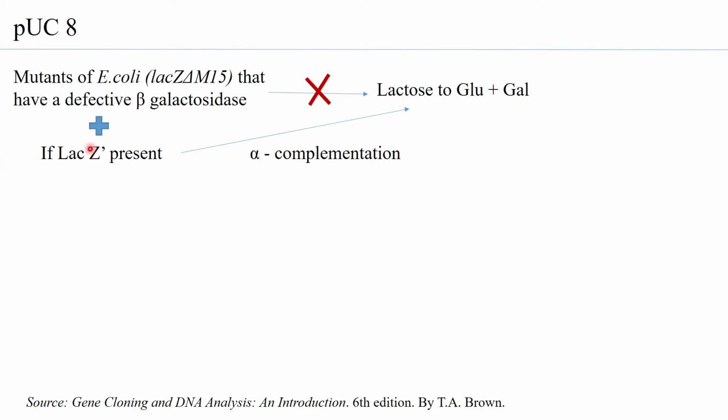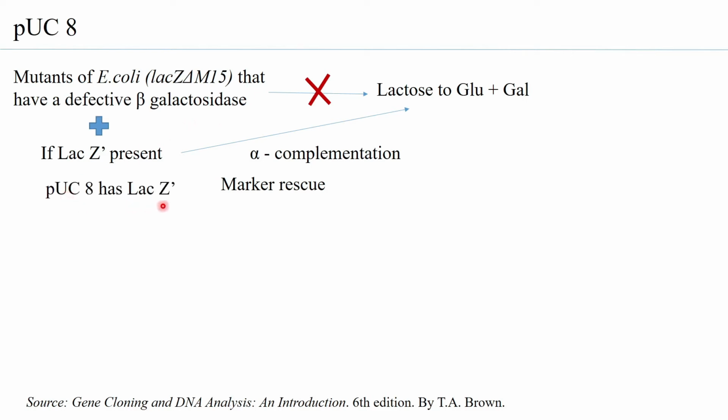So the lacZ prime provides the alpha peptide to the defective beta galactosidase to make it a complete beta galactosidase, and now this mutant will start using lactose and converting it to glucose and galactose. This is also known as the phenomenon called marker rescue. What does this mean? It means that a defective beta galactosidase, by having taken up lacZ prime, becomes a complete beta galactosidase. So a marker can be rescued. If you do not have lacZ prime, it cannot be used. But if it has lacZ prime, then it can be used.